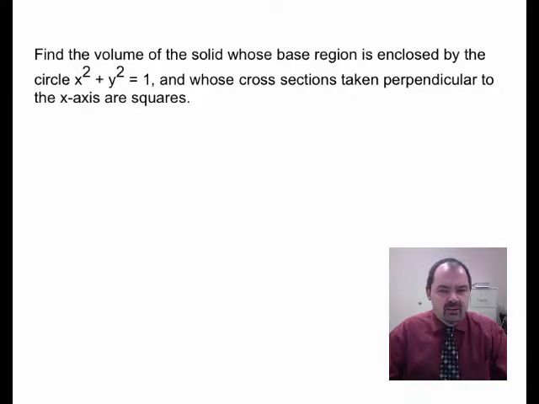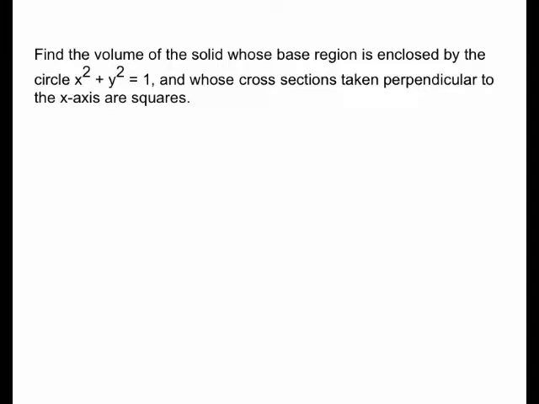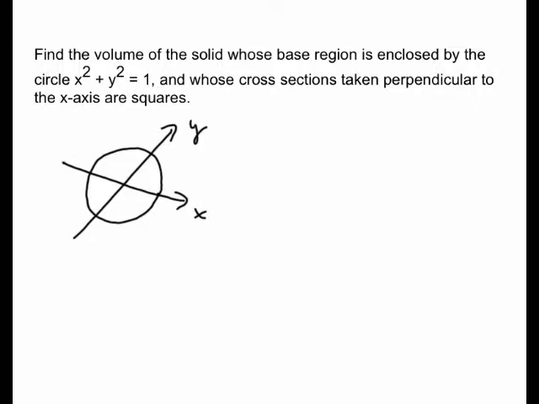Find the volume of a solid whose base region is a circle with radius 1 and whose cross-sections taken perpendicular to the x-axis are squares. Alright, so I'm going to just draw this out. And because I'm drawing in 3D, I'm just going to make my x-axis go like that, y-axis go like so. I've got a circle with radius 1. And our cross-sections are taken perpendicular to the x-axis. So if I do my chopping this way, now what I want my cross-sections to be are squares.